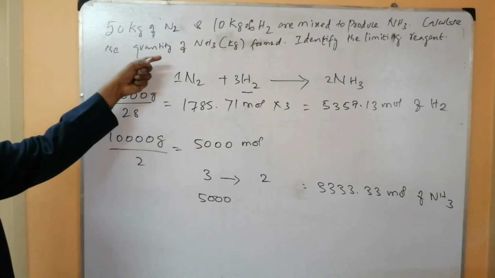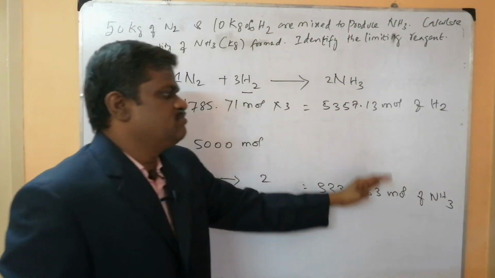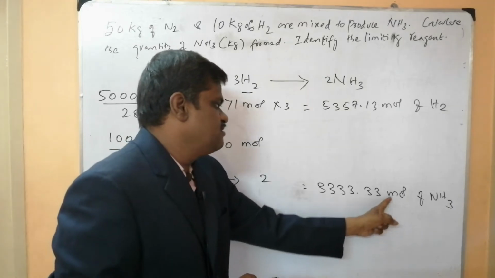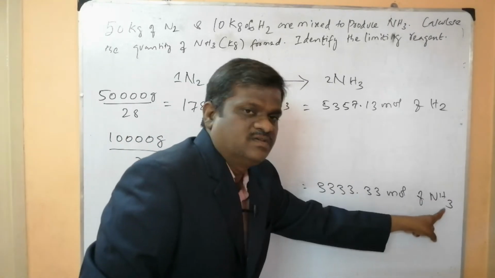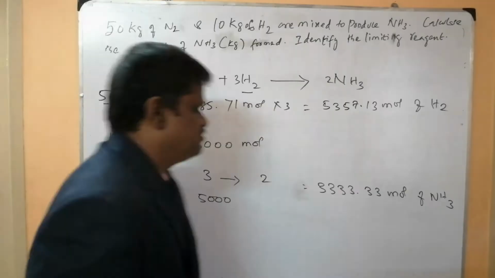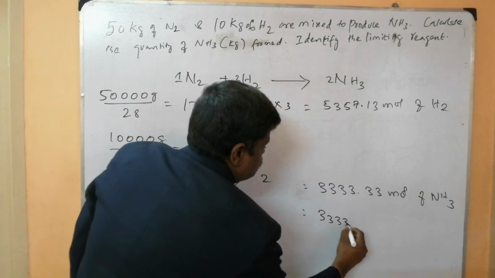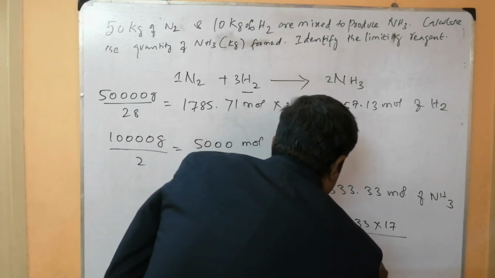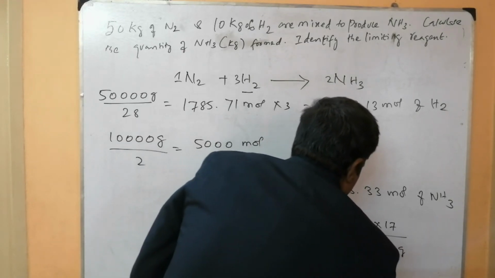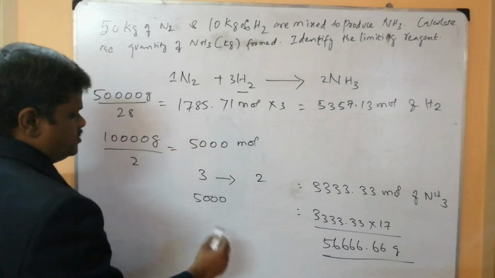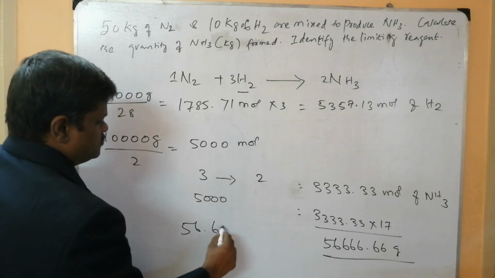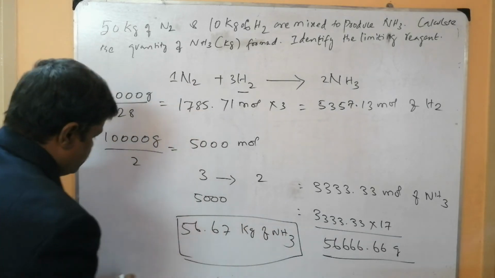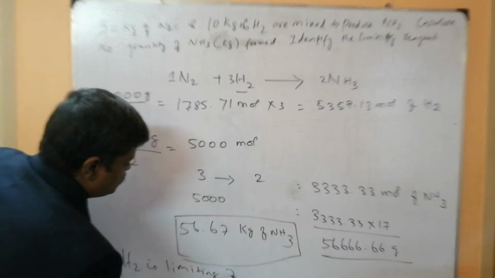Now they are asking for the quantity, and we have it in moles, so we have to convert moles into grams. We multiply by the molecular weight of ammonia: nitrogen 14 plus 3 hydrogen, that means 17. 3333.33 times 17 gives around 56,666 grams. To get kilograms, divide by 1000, so about 56.67 kg of ammonia is produced, and hydrogen is the limiting reagent.